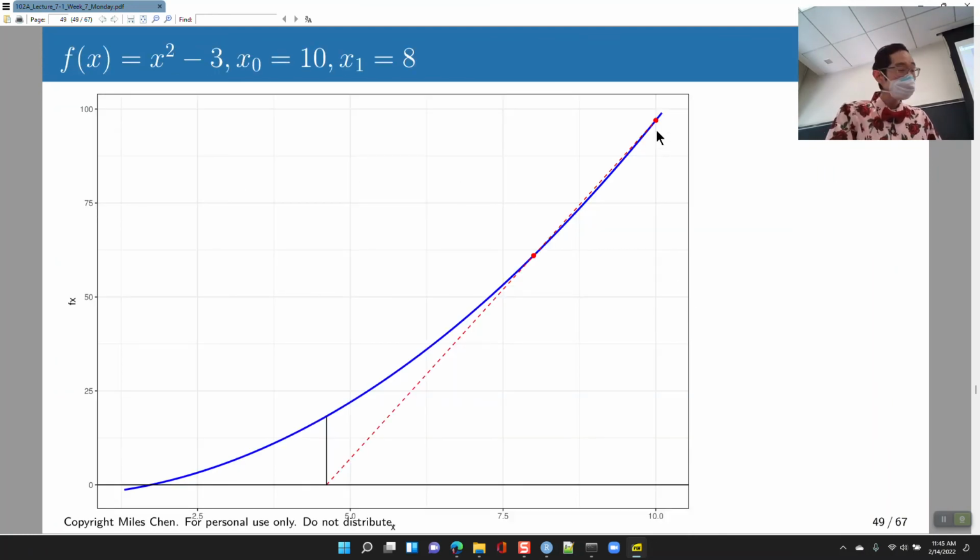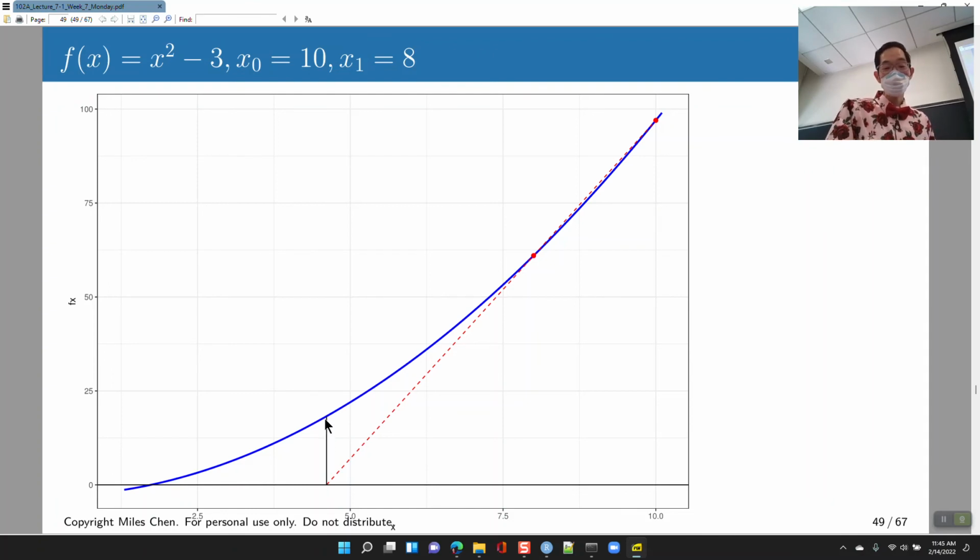So here, rather than drawing a tangent line, with the same equation, x squared minus 3, my initial point is going to be x0 at 10, and my arbitrary second starting point is going to be x1 equal to 8. And rather than drawing a tangent line at x equal to 10, I'm drawing a secant line that connects this dot to this dot. I trace that secant line down to the x-axis, and this is going to be my next location. The next location is like 4 point something.